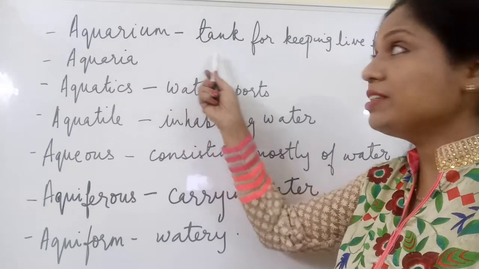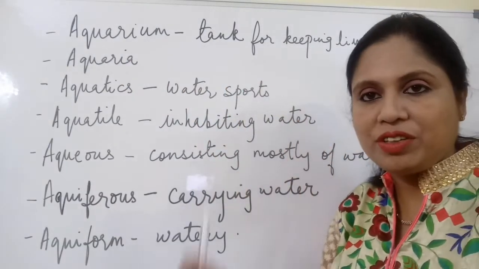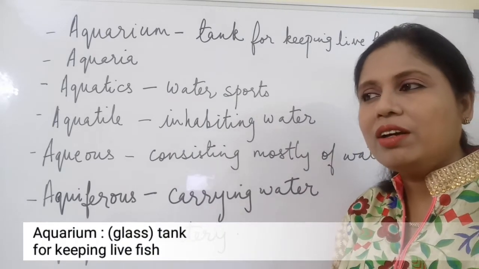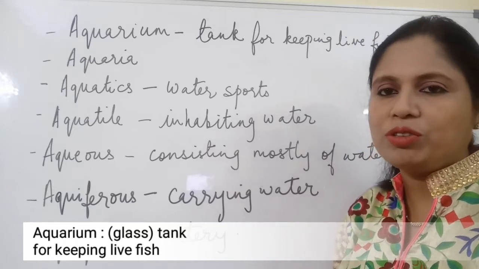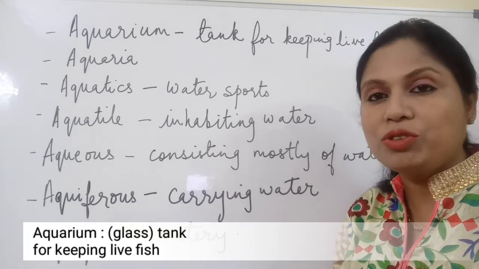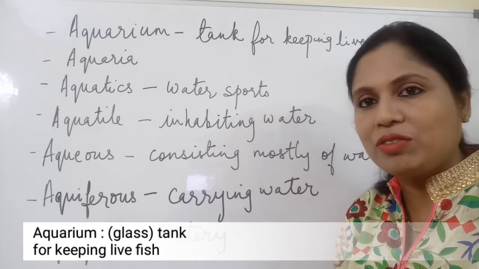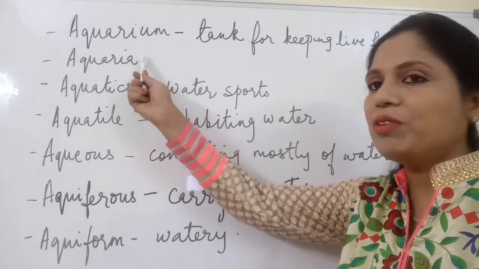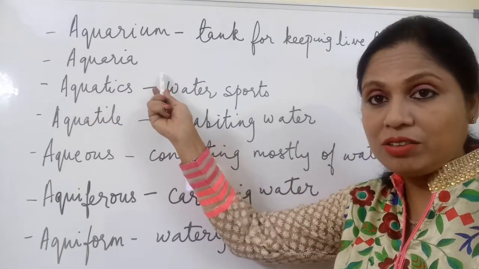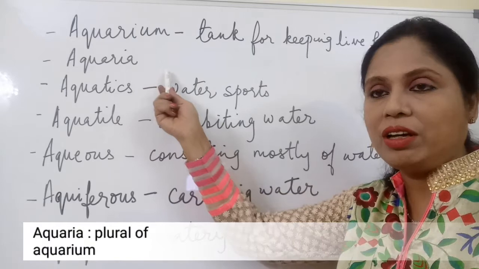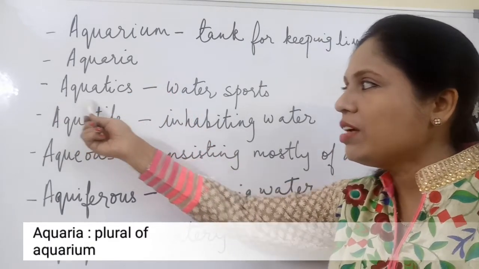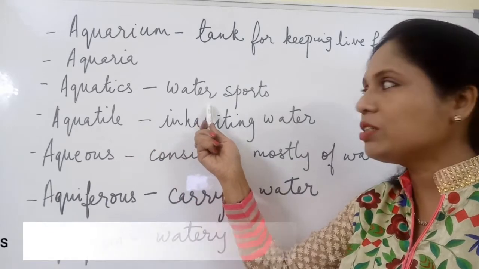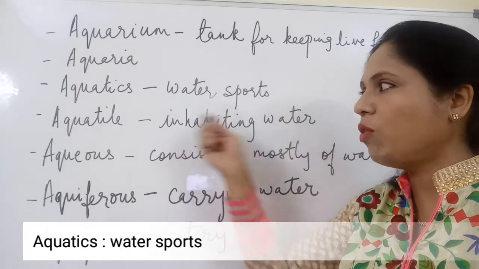An aquarium is a tank for keeping live fish. It's usually made of glass when it's kept indoors. It can be outdoors also, like we have some very huge aquariums in a number of countries that are pretty famous also. The plural of the word is aquaria. So aquarium, aquaria. The next word is aquatics. Aquatics is related to water, the sports related to water or water sports.